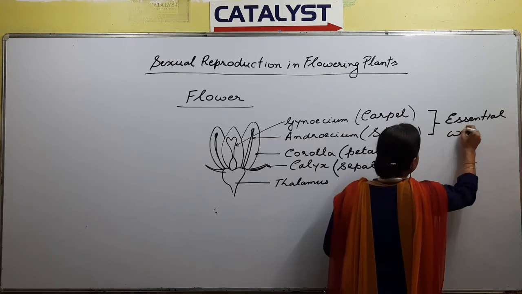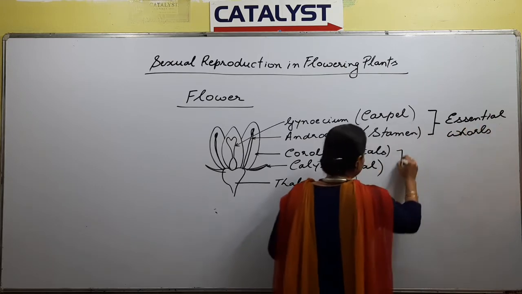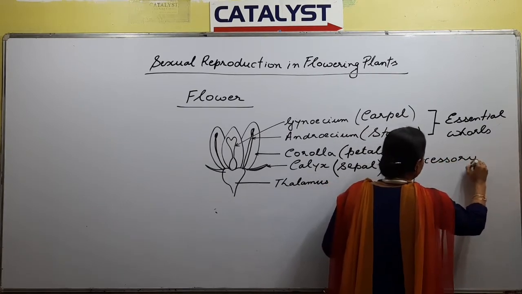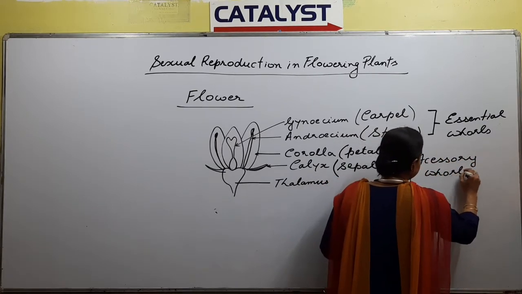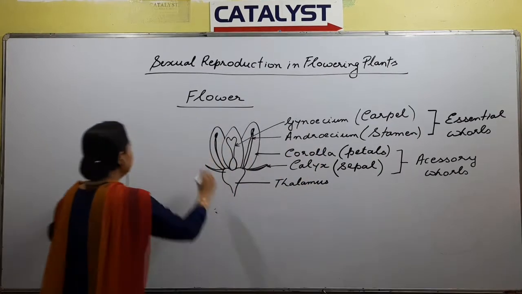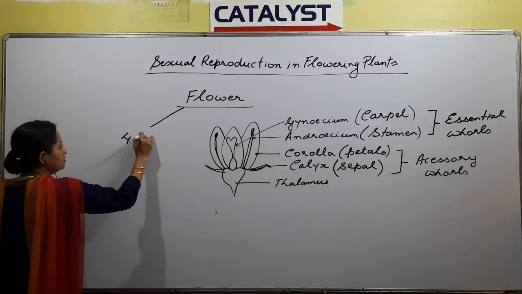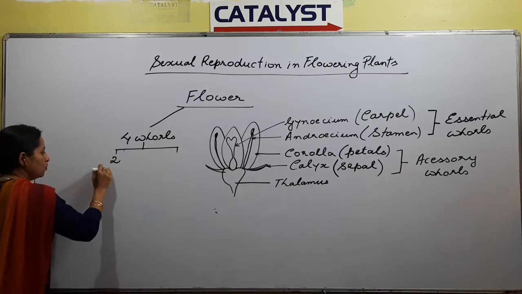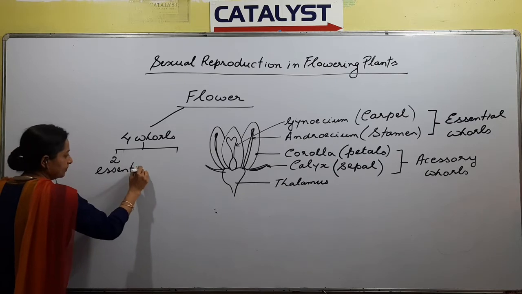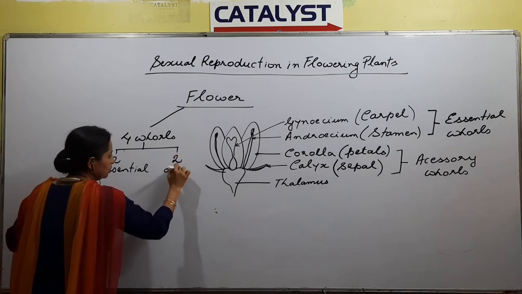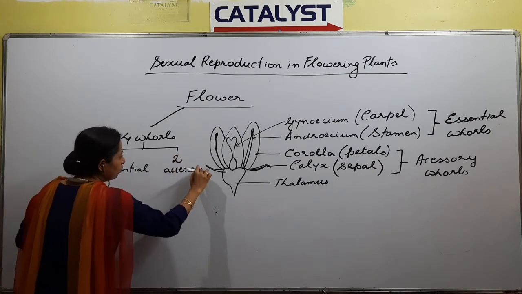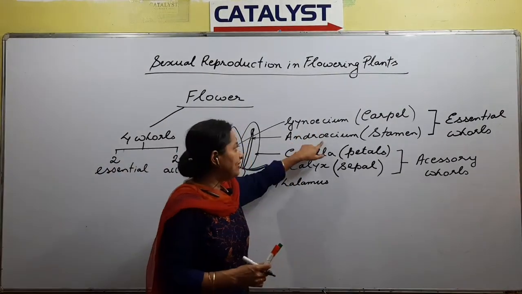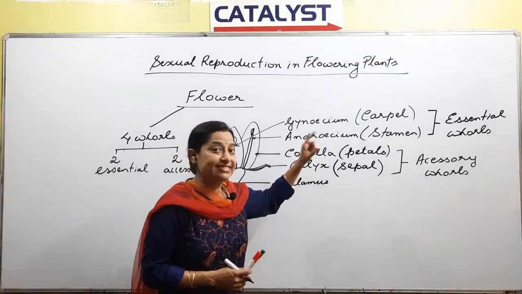Out of these 4 whorls, we know that these 2 whorls are considered as essential whorls, and these 2 are called accessory whorls, right? So a flower has 4 whorls, and out of these, 2 essential and 2 accessory. Now what do we understand by essential and accessory? Why are the 2 whorls, androecium and gynoecium, said to be essential whorls?